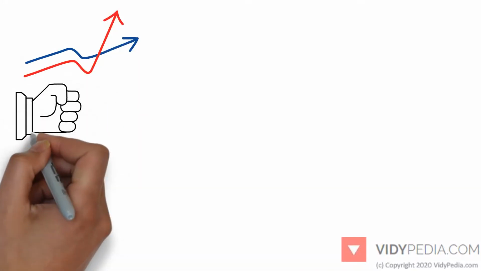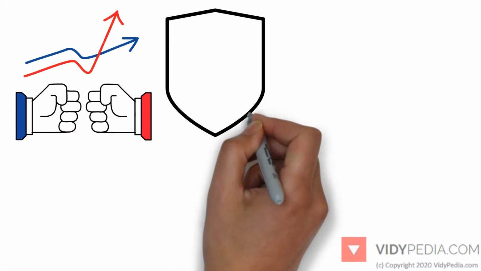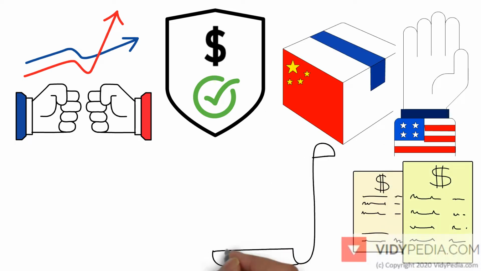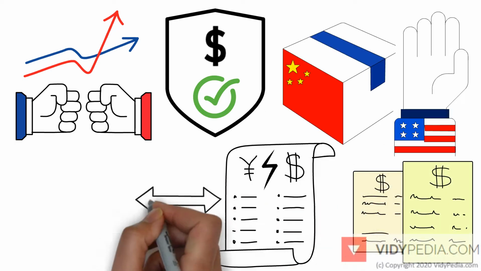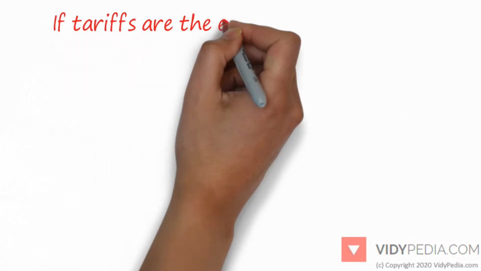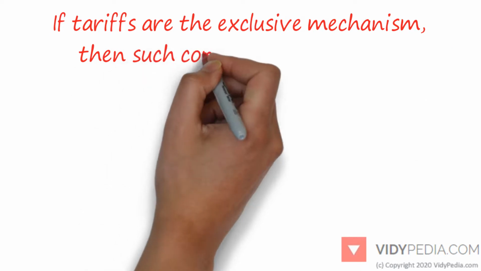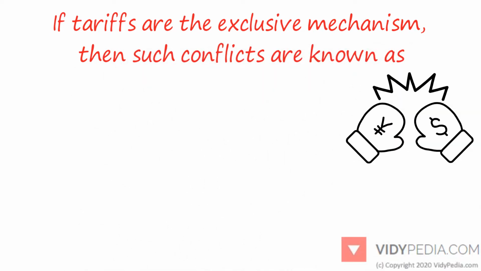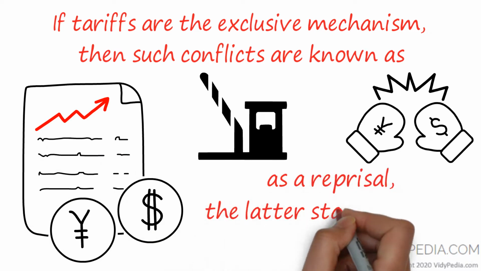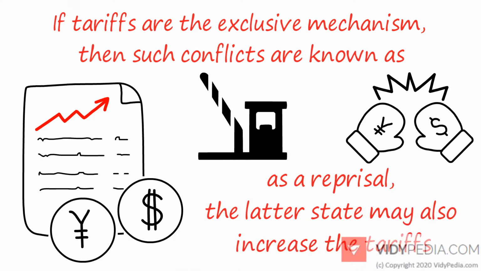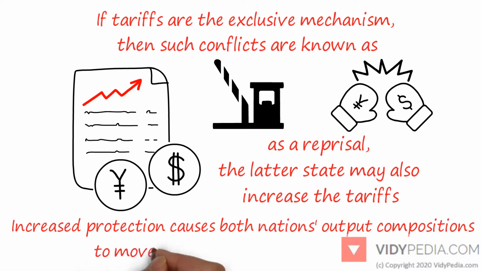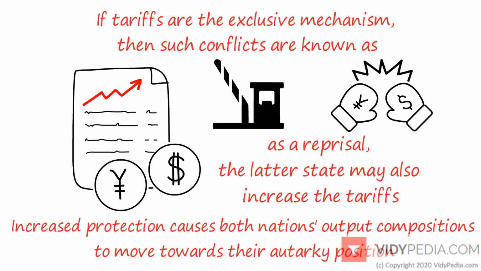A trade war is an economic conflict resulting from extreme protectionism in which states raise or create tariffs or other trade barriers against each other in response to trade barriers created by the other party. If tariffs are the exclusive mechanism, then such conflicts are known as customs wars, toll wars, or tariff wars. As a reprisal, the latter state may also increase the tariffs. Increased protection causes both nations' output compositions to move towards their autarky position.